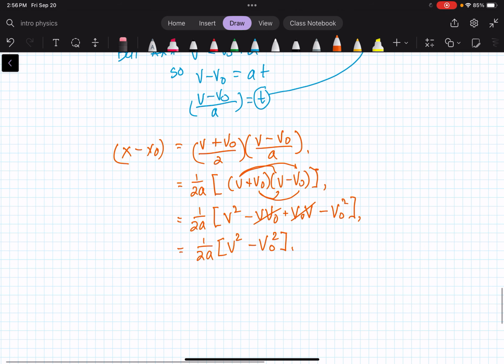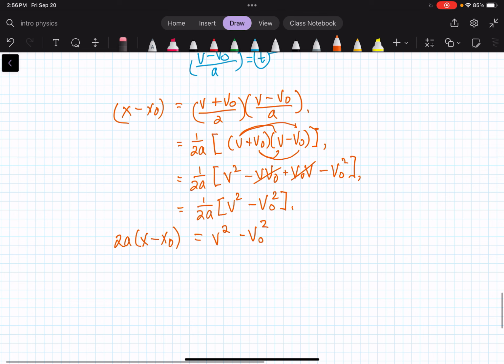Now you remember the way that we usually use this is to write this in terms of v. So let's multiply both sides by 2a. So we have 2a times (x minus x naught) is equal to v squared minus v naught squared. And so we'll add v naught squared to both sides and flip this around so that it's the way that we usually see it, put it on the left side. We get v squared is equal to v naught squared plus 2a times (x minus x naught).